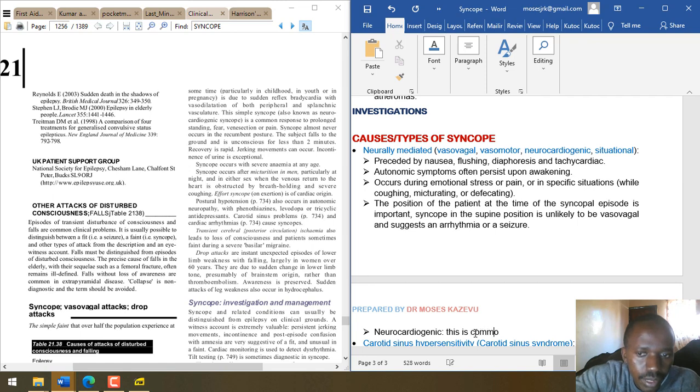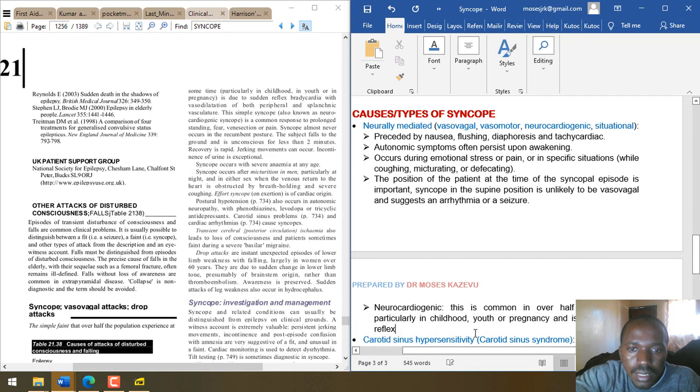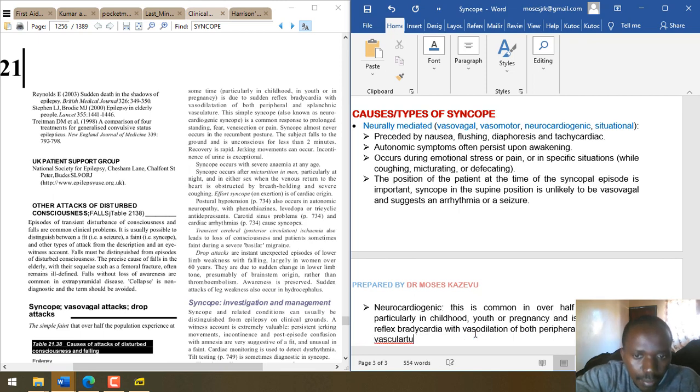So this is common in over half the population, particularly in childhood, youth, or pregnancy, and is due to sudden reflex bradycardia with vasodilation of both the peripheral and splanchnic vasculature. So I think that explains how it comes about. So the neurocardiogenic here, okay?